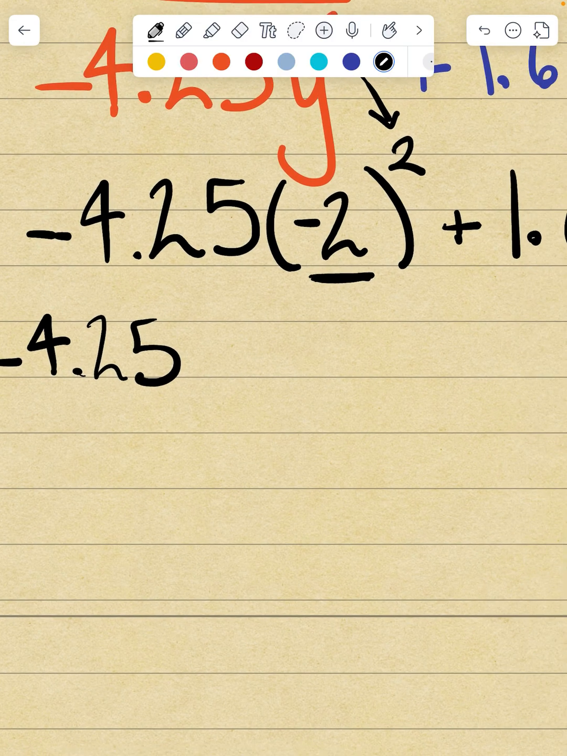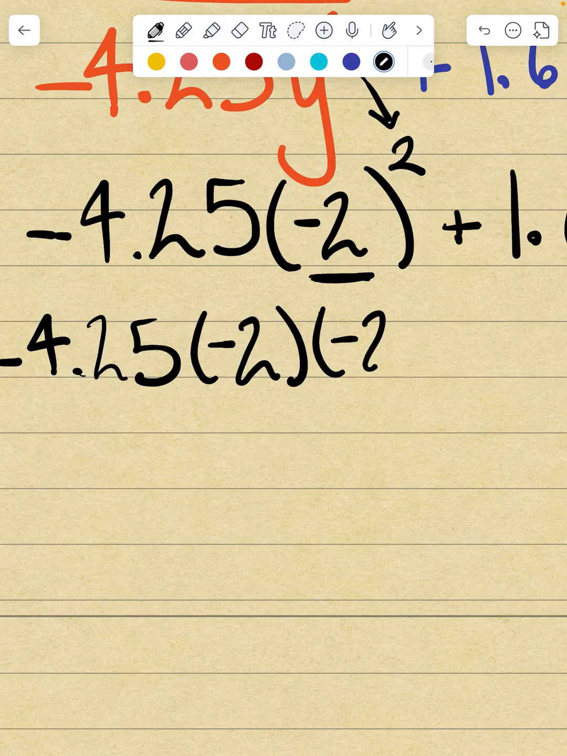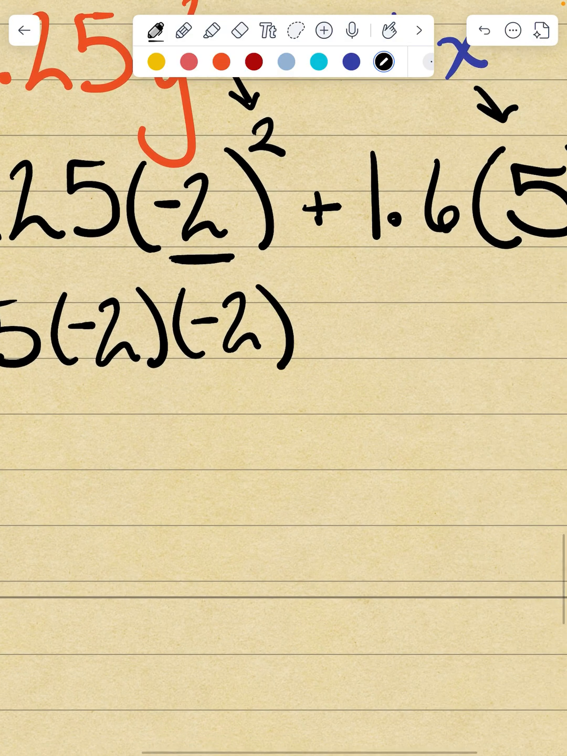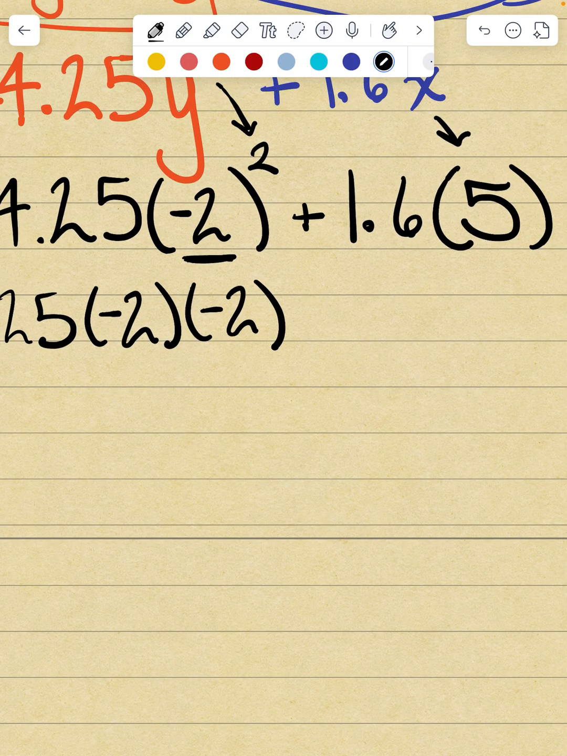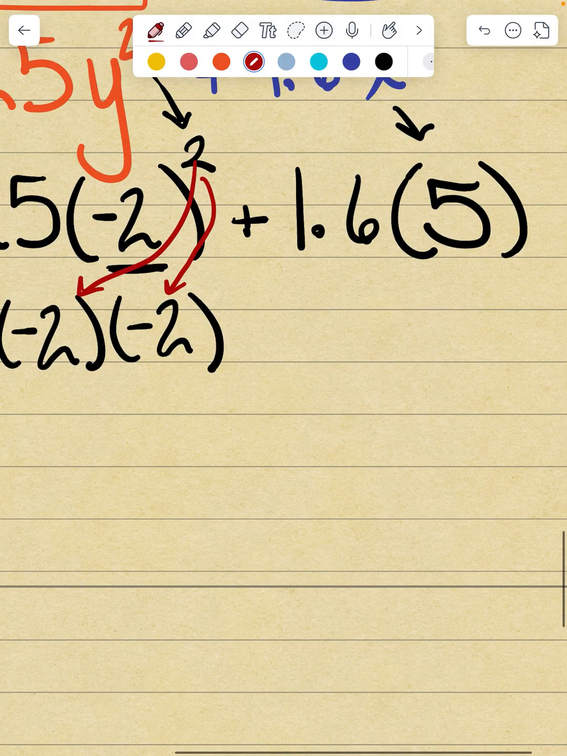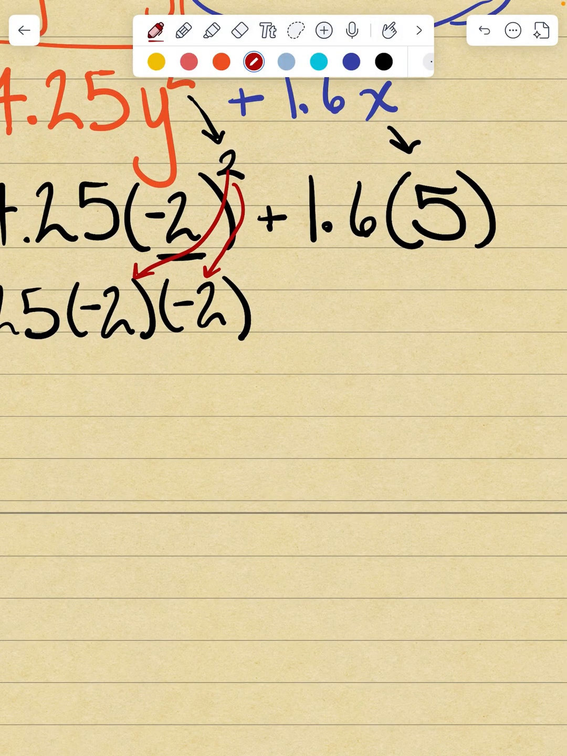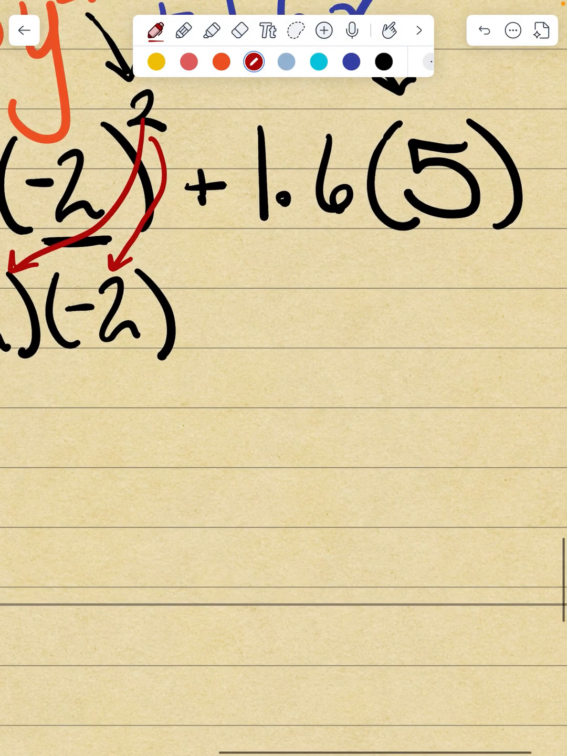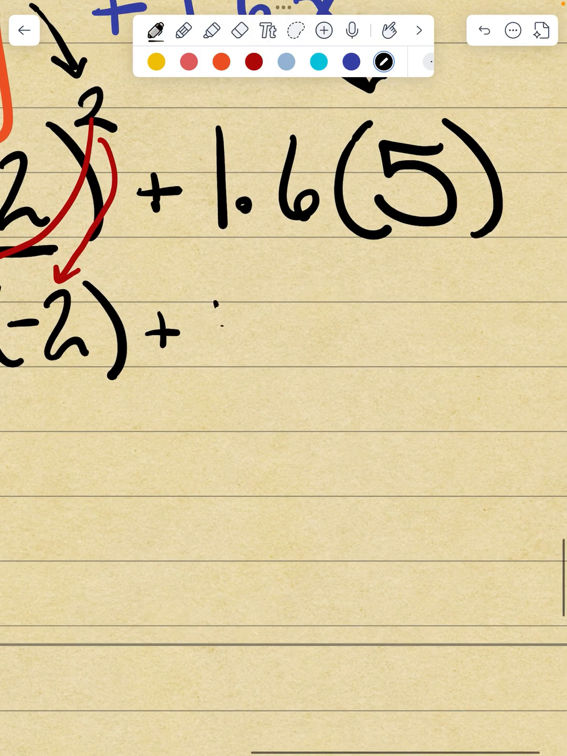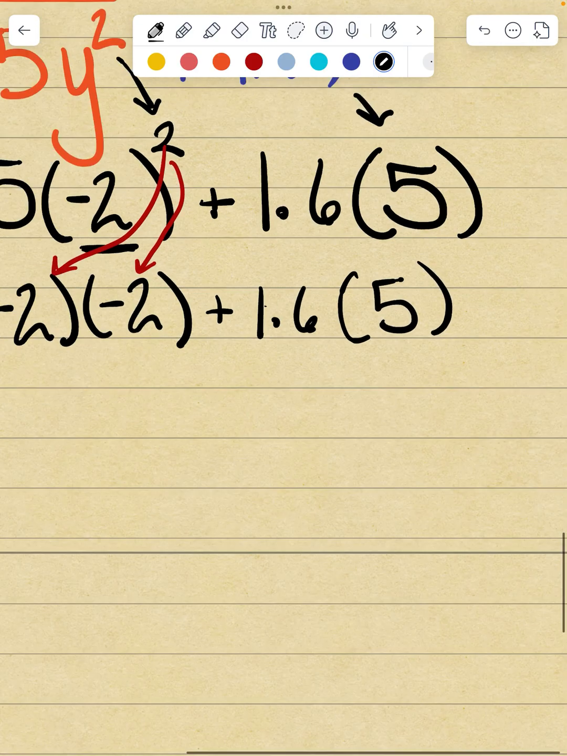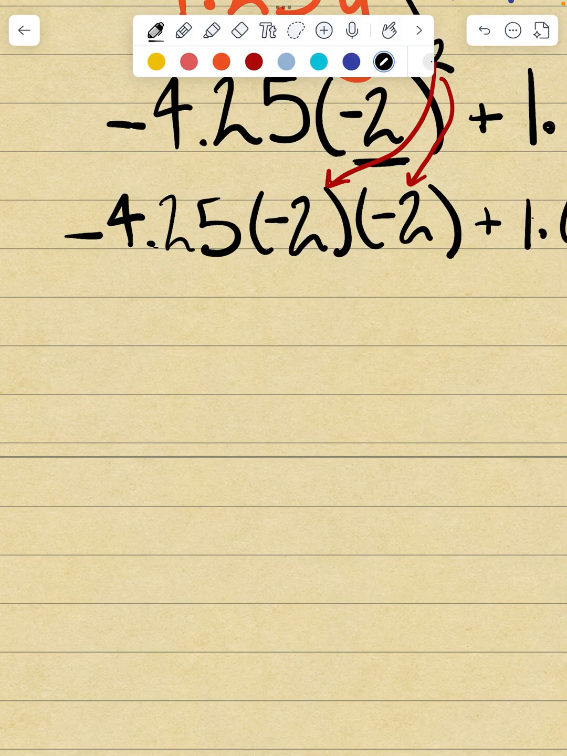So you're going to get negative 4.25 times negative 2 times negative 2. Okay, so again, we wrote it twice because of this exponent. This exponent tells us that we have to write it twice. It doesn't mean multiply by 2, it means take that thing and multiply it by itself. Then we're going to do the next part, plus 1.6 times 5. Okay, great. Now I'm going to start with the first two.